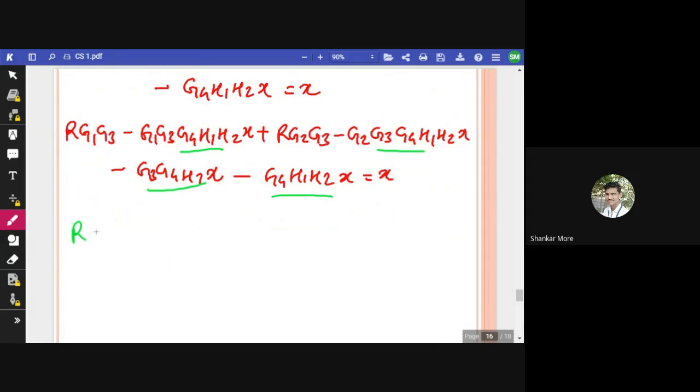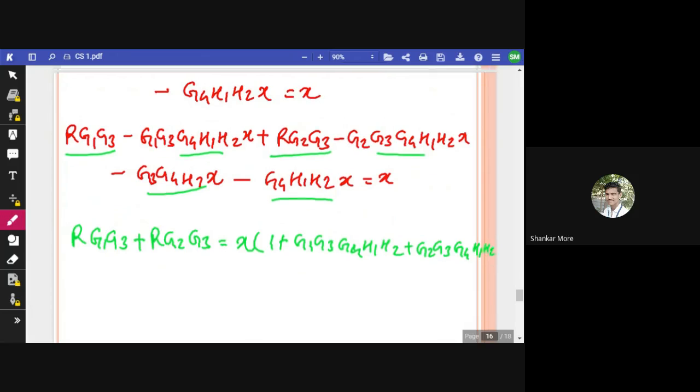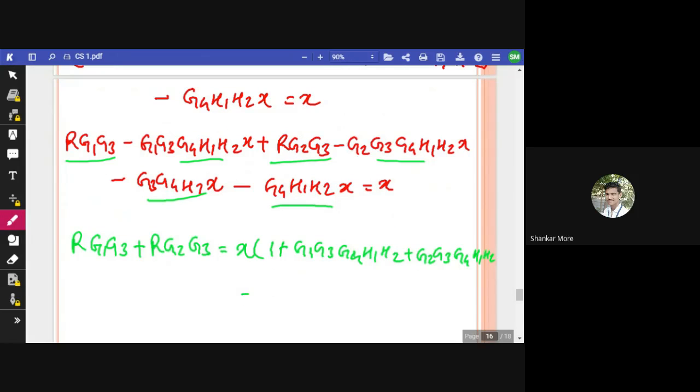सो r इंटू G1 इंटू G3 प्लस r इंटू G2 इंटू G3, these two terms I have written here is equals to, अभी x कॉमन ले लिया मैंने, सो इट विल बी 1 प्लस, ये टर्म अगर राइट साइड में जाती है तो ये पॉजिटिव बनेगी, सो इट विल बी G1 इंटू G3 इंटू G4 इंटू H1 इंटू H2. अभी x कॉमन ले लिया है मैंने तो x लिखने की जरूरत नहीं है. नाउ राइट दिस टर्म, दिस विल बी G2 इंटू G3 इंटू G4 इंटू H1 इंटू H2. Okay, now write this term plus G3 into G4 into H2 minus, sorry it will be plus G4 into H1 into H2, x लिखने की जरूरत नहीं है, ठीक है.